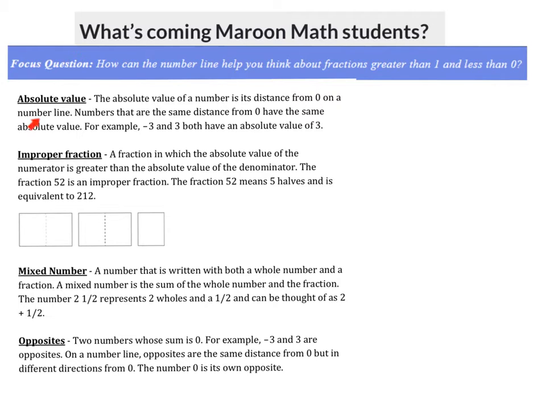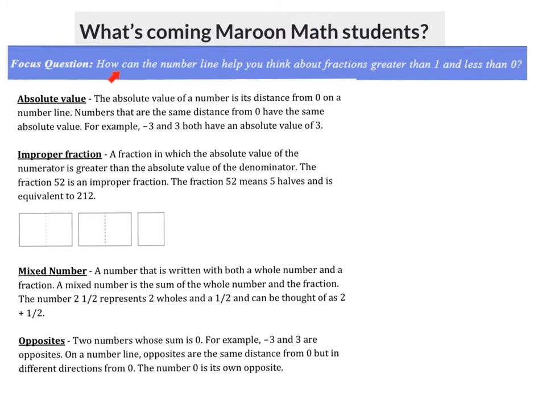So one of the first things you should do is make sure that you're understanding what the vocabulary words are from the investigation. So we'll look at absolute value, that just means how far from 0. Improper fraction, that's when the numerator is greater than the denominator. A mixed number is when we have a whole number attached to a fraction. And an opposite just refers to a number's opposite on a number line, either vertical or horizontal.